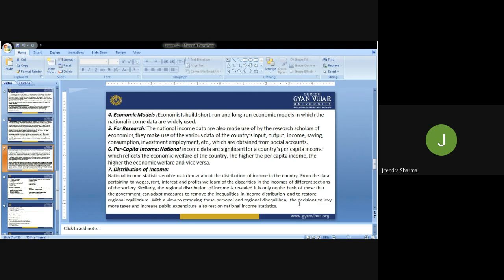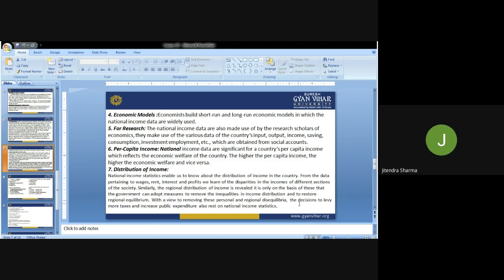National income statistics enable us to know about the distribution of income in the country. From the data pertaining to wages, rent, interest, and profits, we learn of the disparities in the income of different sections of society. Similarly, the regional distribution of income is revealed. It is only on the basis of these that the government can adopt measures to remove the social and economic inequalities and disparities of income distribution, and to restore regional equilibrium, removing all personal and regional disequilibrium.